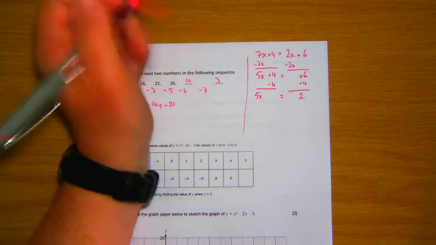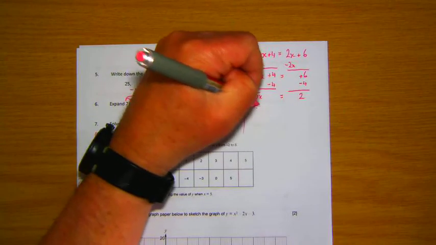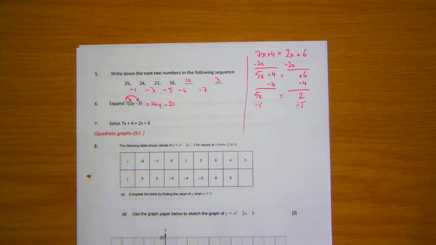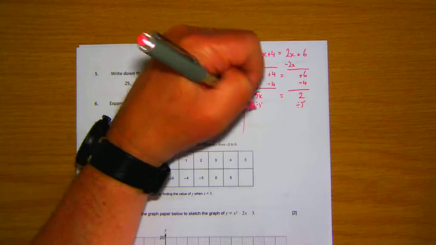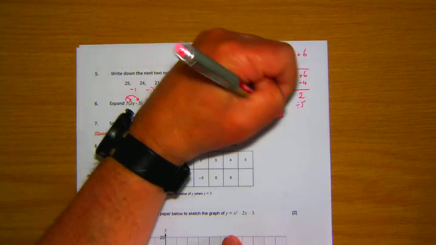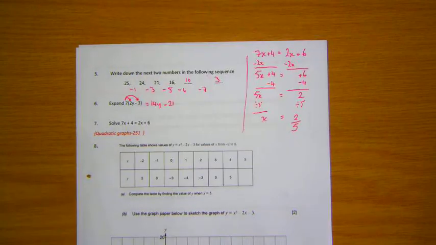To get the x on its own, I have to break the times 5 by dividing by 5. If I divide that by 5, I have to do the same on this side. 5 divided by 5 is 1, so I got my 1x, or just x. And 2 divided by 5 doesn't go in exactly, so just leave it as a fraction, 2 over 5. So that's question 7.